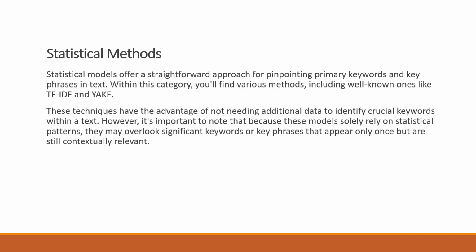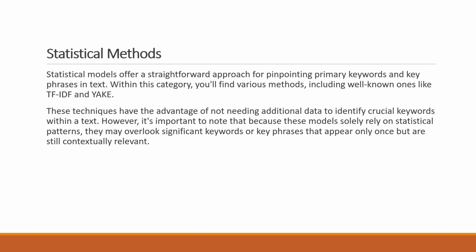Statistical methods are the simplest. They compute statistics for keywords and use those statistics to score them. Some of the simplest statistical methods are word frequency, word collocation, and co-occurrence. However, there are some more sophisticated ones such as TF-IDF and YAKE.